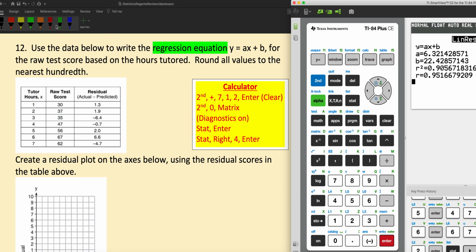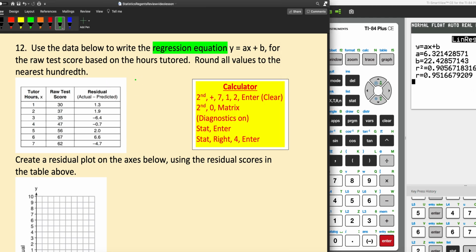Well, to the nearest hundredth, A is 6.32. Your B value is 22.428. That's going to be 22.43. And now you put it into the linear function formula, which is right here, y equals ax plus b. So it's going to be y equals 6.32x plus 22.43. I got to squeeze it in there. That's crazy. Okay. There is your regression equation that you needed. There's 2 points right there.